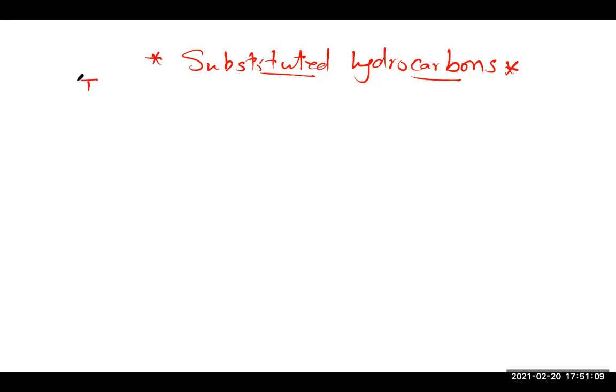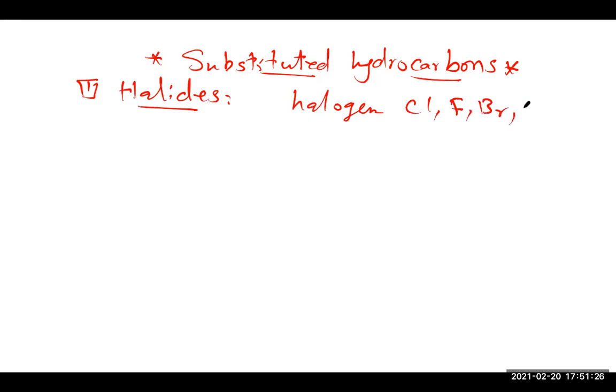So the first one will be halides. To produce halides, it means that we need to substitute a hydrogen and put a halogen, which is Cl or F or Br or I. This will be called a halide. And we have two kinds of halides: alkyl halide or aryl halides.